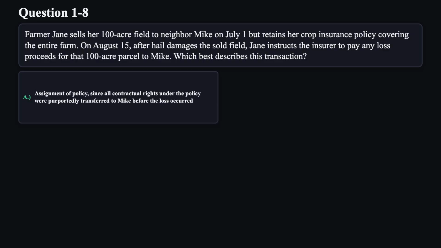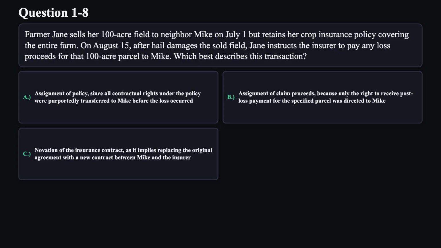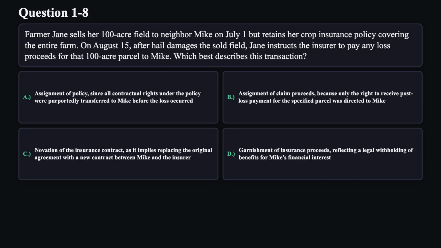A. Assignment of policy, since all contractual rights under the policy were purportedly transferred to Mike before the loss occurred. B. Assignment of claim proceeds, because only the right to receive post-loss payment for the specified parcel was directed to Mike. C. Novation of the insurance contract, as it implies replacing the original agreement with a new contract between Mike and the insurer. D. Garnishment of insurance proceeds, reflecting a legal withholding of benefits for Mike's financial interest.